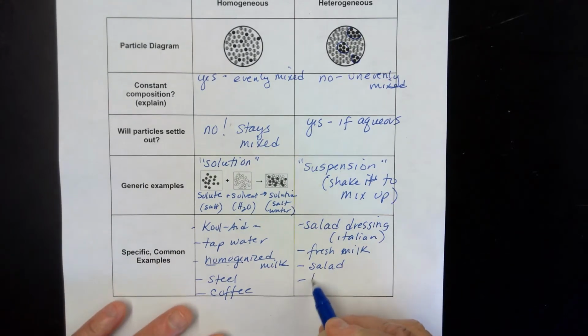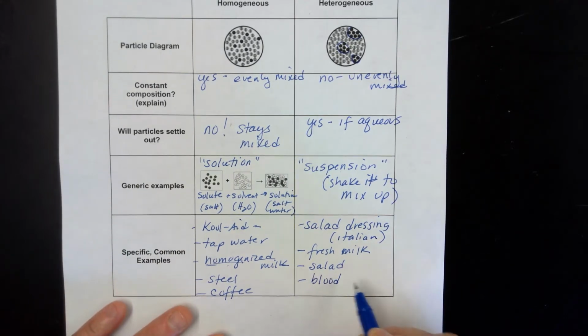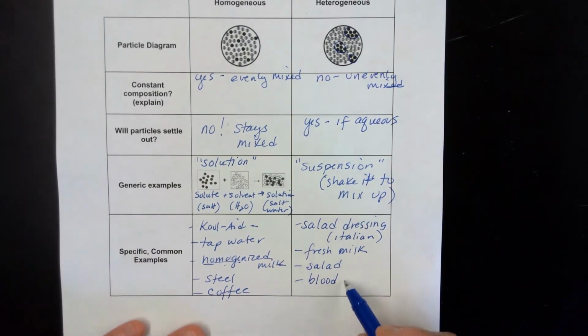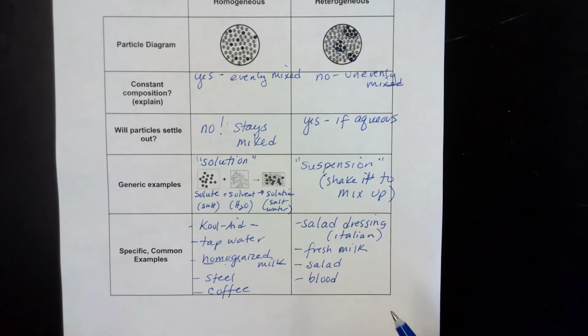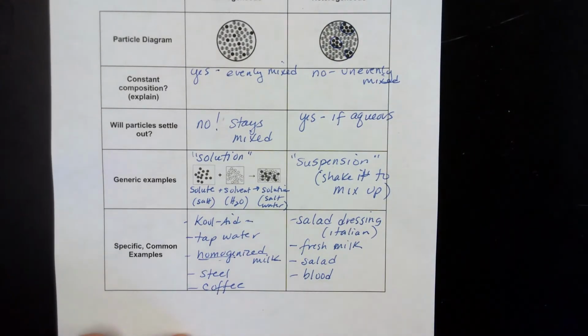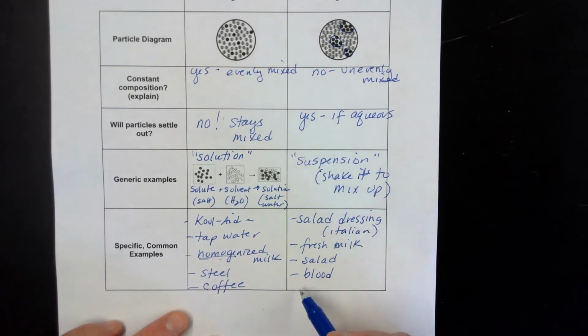Another example is blood. Blood looks like it might have all the substances dissolved in it, but if you take a blood sample and run it through a centrifuge, the cells and the platelets and the other particles that your blood is transporting will settle out to the bottom of that sample.